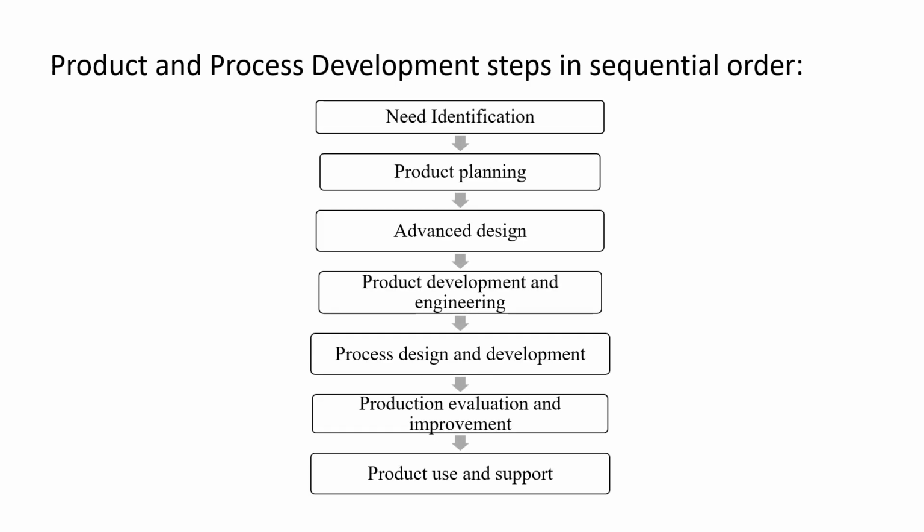Now we are going to see the steps in product and process development. These steps must be in a sequential order. First one is need identification, second product planning, third advanced design, fourth product development and engineering, fifth process design and development, sixth production evaluation and improvement, seventh product use and support. Let us see the explanation of all these steps.